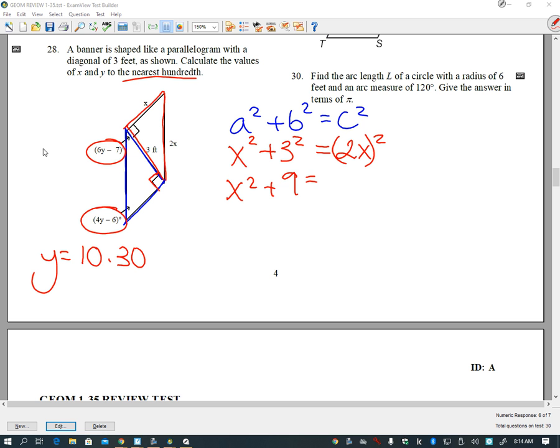9 equals, let's see. Bella, I'll try to get you involved here a little bit. I'm not sure how well I've got you positioned. What is 2x squared? Go ahead. What's 2 squared? 4. And x squared is just x squared, right? Okay, so we should get 4x squared. What do we do after that, Marcus?